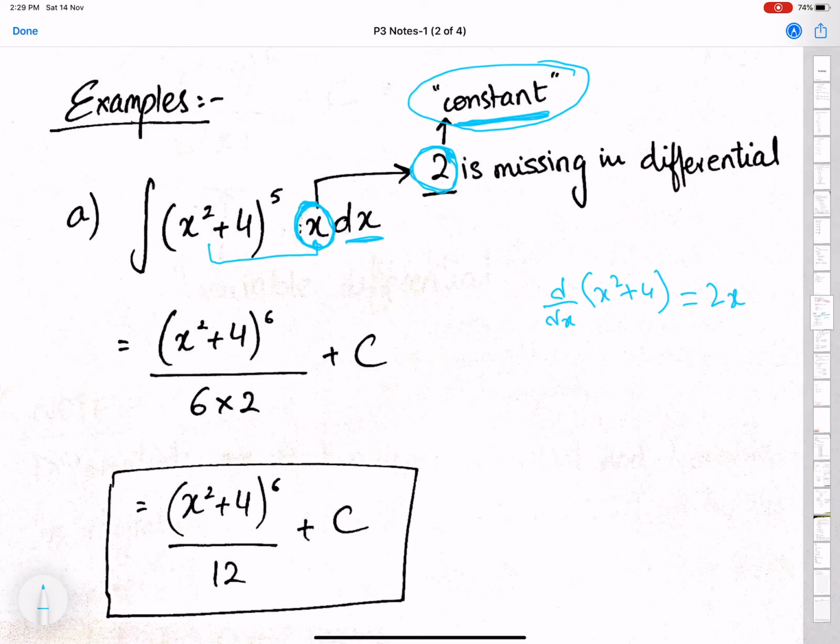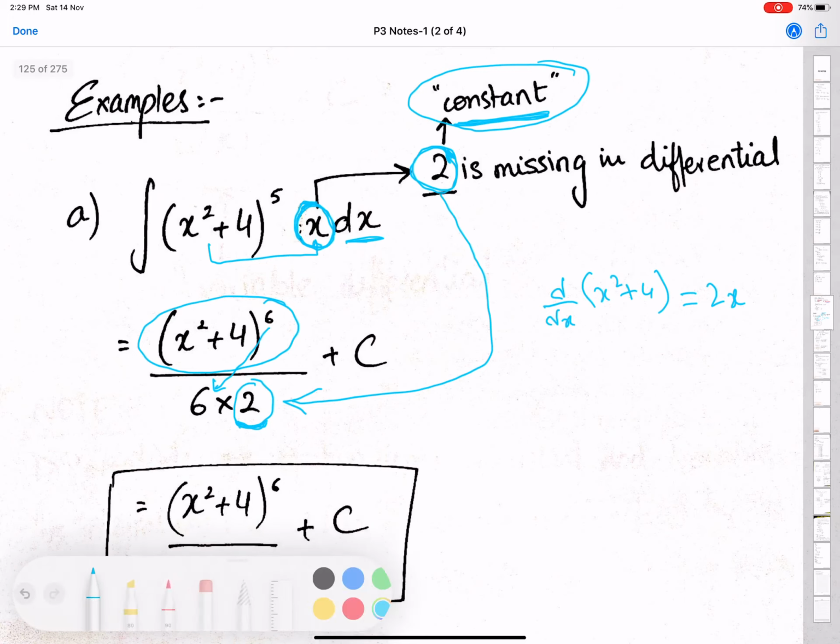because you can divide the function by a constant. So this 2 is missing in the differential, therefore you just need to divide this function by the differential 2. This 6 is of the power. You know how to get the 6 here.